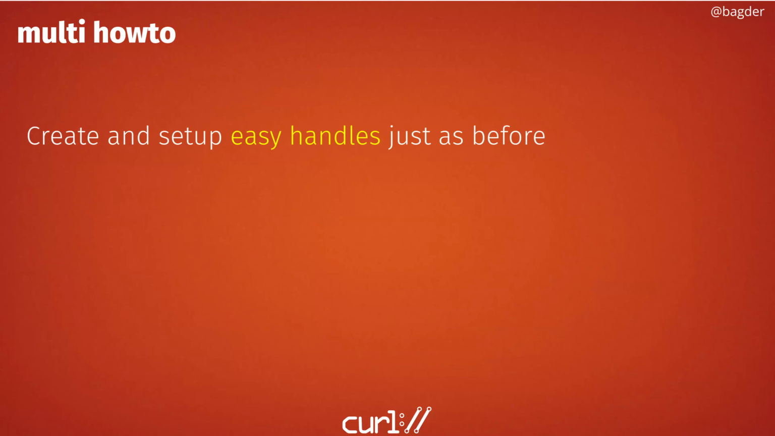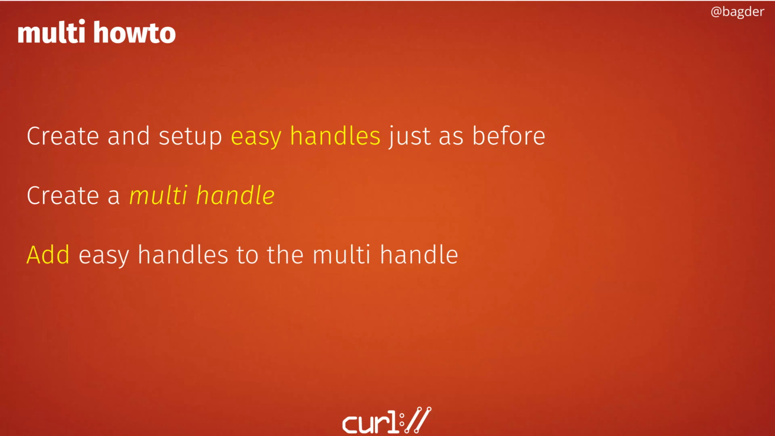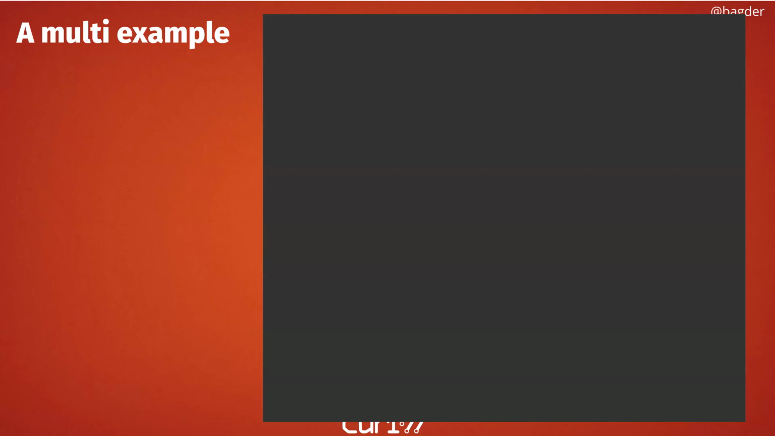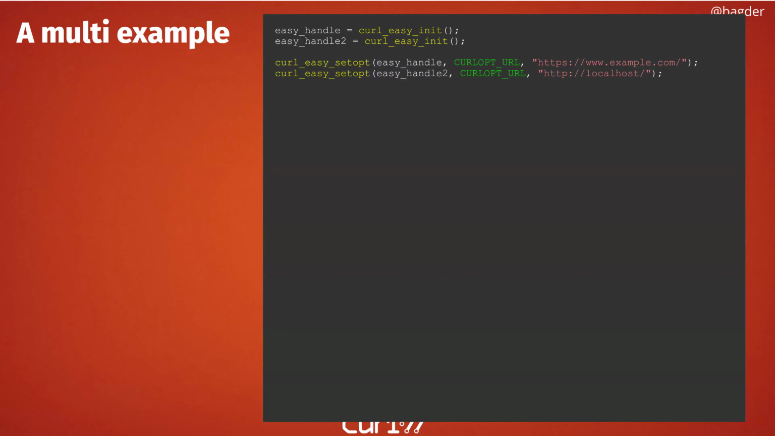And pretty much you then create and set up easy handles exactly as I showed before, because one easy handle is still a single transfer. And then you create a multi-handle, you add all those easy handles to the multi-handle, and then you drive all the transfers concurrently in parallel. And I'll show you just quickly, because you can read up about these details yourself, because it's really not getting started anymore. So you create a number of easy handles, in this case 2. You set options on the easy handles, as I mentioned. You create a multi-handle. You add the easy handles to that multi-handle. So you can add 100 easy handles to this multi-handle.